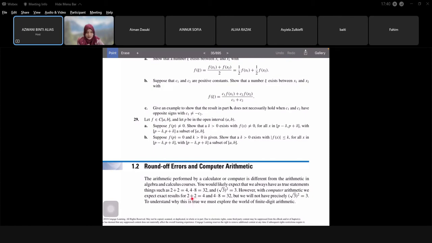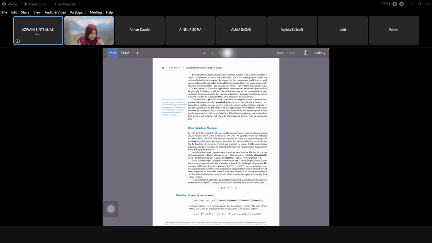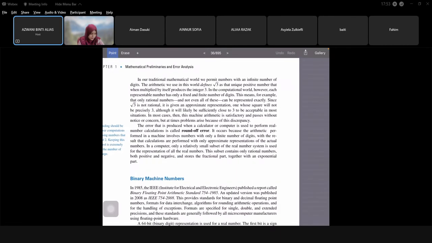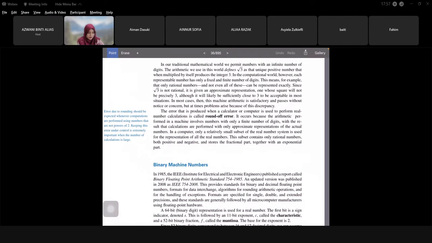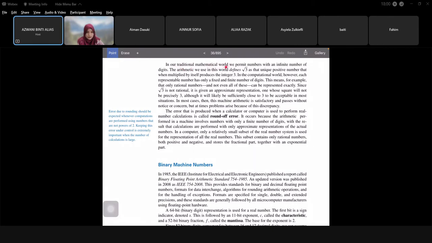Sebenarnya dia ada sedikit pengiraan kat belakang tu lah. To understand why this is true, we must explore the world of finite digit arithmetic. Okay. Contohnya kat sini. In our traditional mathematical world, we permit numbers with infinite numbers of digits. So dalam numbers kita ada infinite and finite numbers.